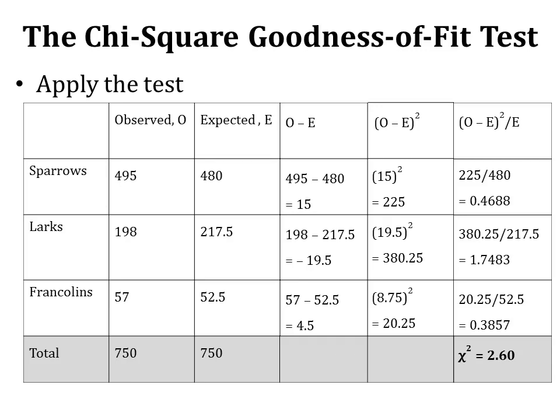And then we divide the square of the difference between observed and expected frequencies of larks by the expected frequency of larks, and we get 1.7483. And then we divide the square of the difference between the observed and expected frequencies of francolins by the expected frequency of francolins, and we get 0.3857. Now we take the sum of these values, 0.4688, 1.7483, and 0.3857, and their sum is the value of our chi-square, which is 2.60. So this is our chi-square calculation.